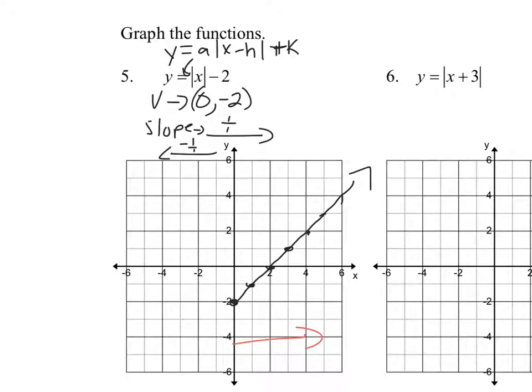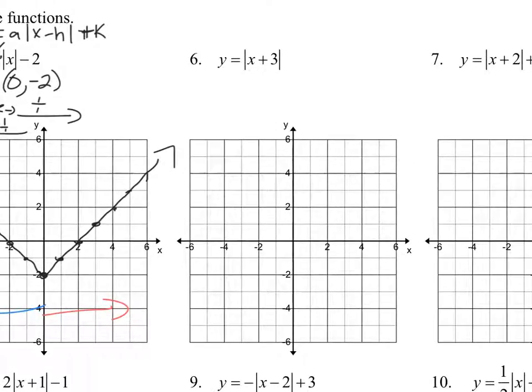Okay. Now, as we're going to the left, though, we'd have to use negative 1 over 1, which we can't go down 1 and right 1, because we have to move to the left. So instead, we're going to go up 1 and left 1, up 1 and left 1, up 1 and left 1. And there is the trademark V of an absolute value equation. That's it.